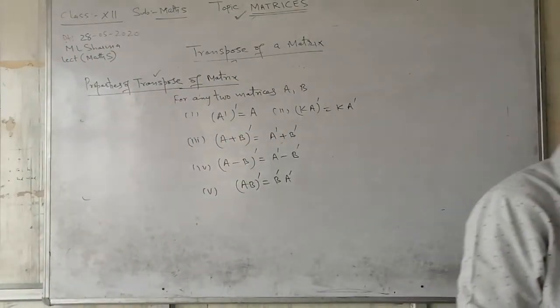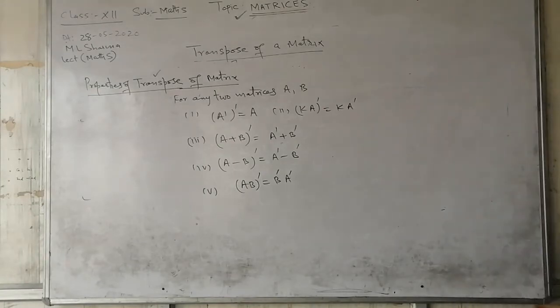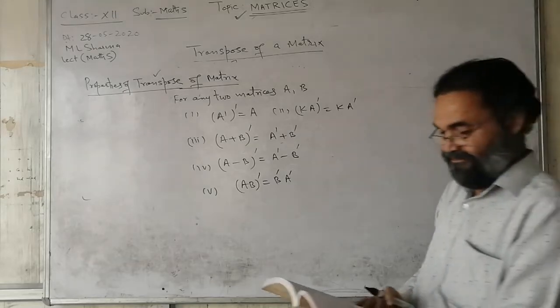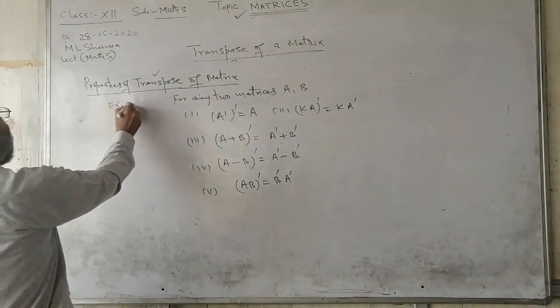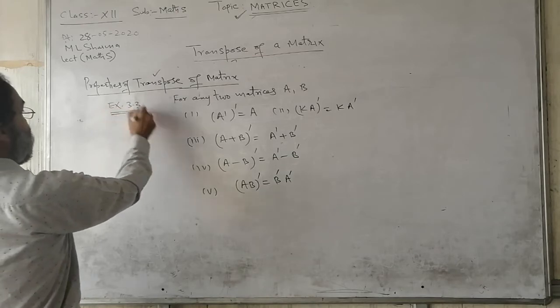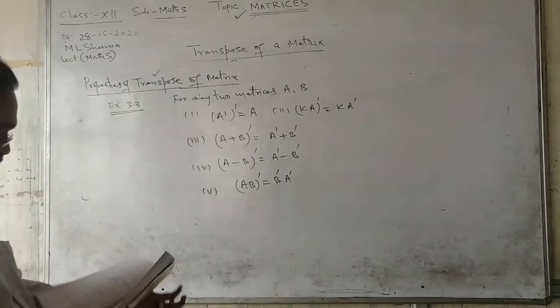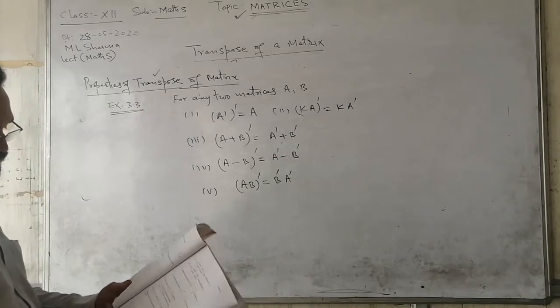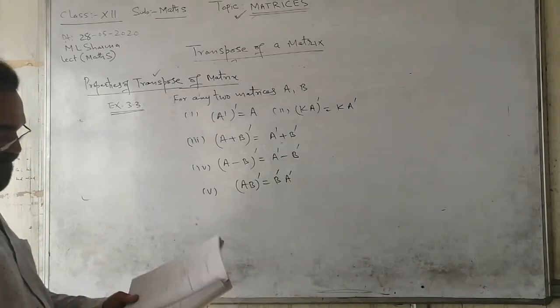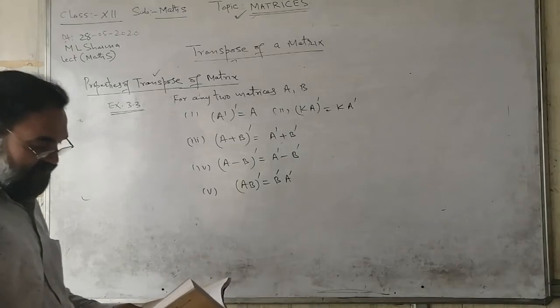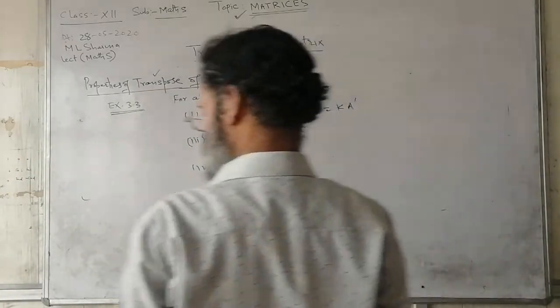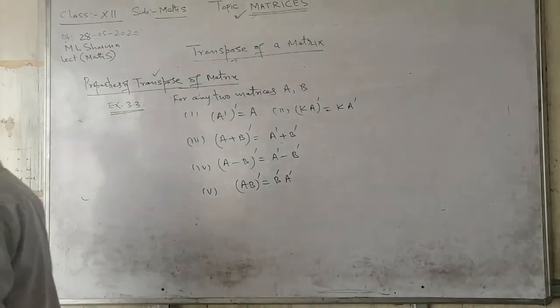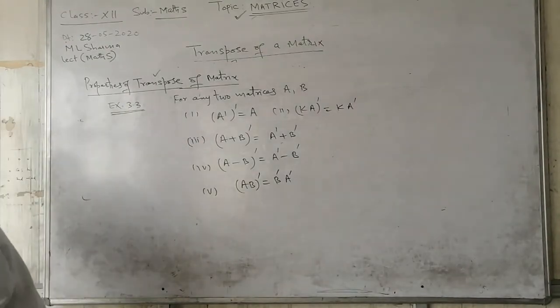After this, there are questions in exercise, that is 3.3. So in this exercise, there are total 10 questions. 2 are multiple type questions. So the questions are given in this way.